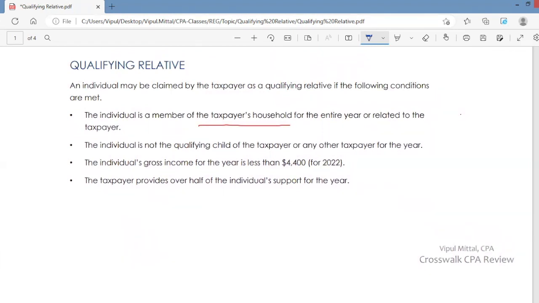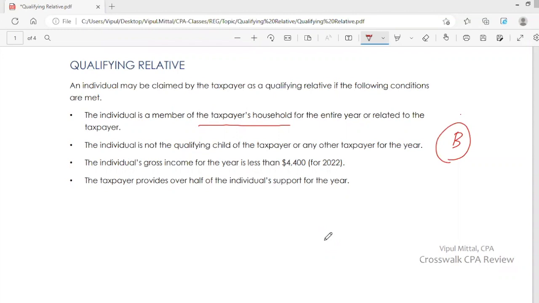Now, another condition is that the individual is not the qualifying child of the taxpayer or any other taxpayer. So if you want to claim B as your qualifying relative, then you cannot claim B as your qualifying child. If you can claim B as your qualifying child, then B cannot be your qualifying relative. Third condition, the individual's gross income for the year is less than $4,400. This is the limit for 2022.